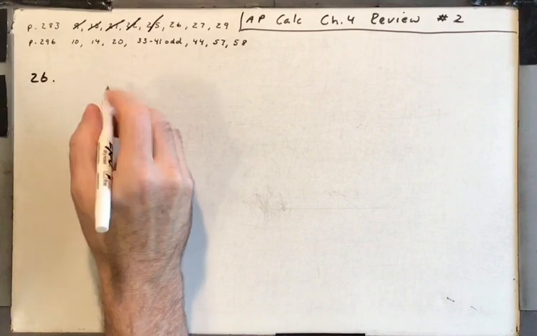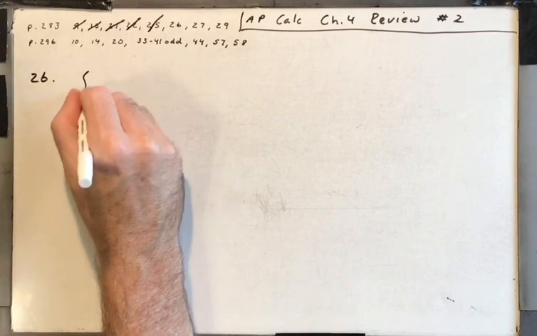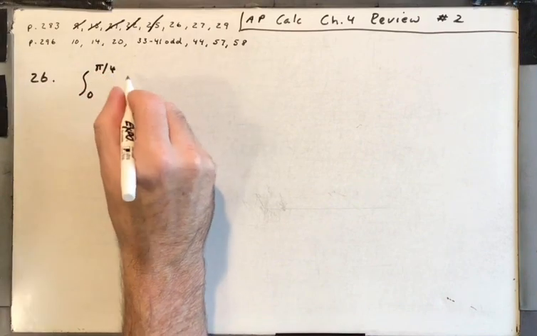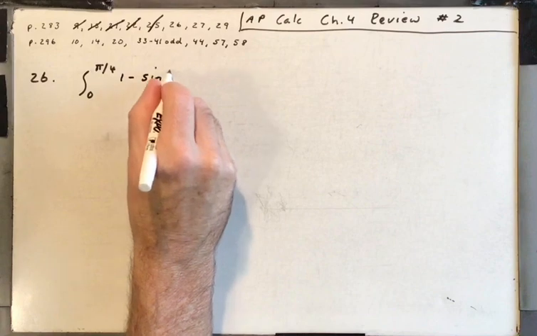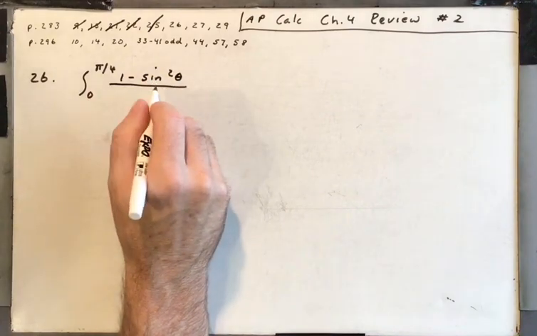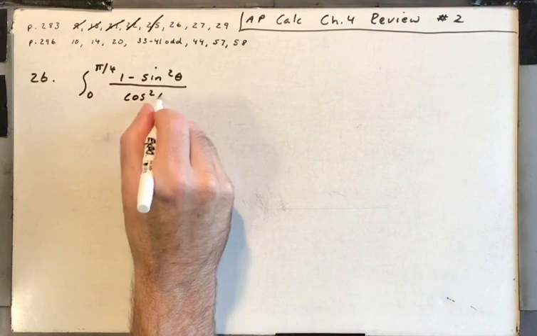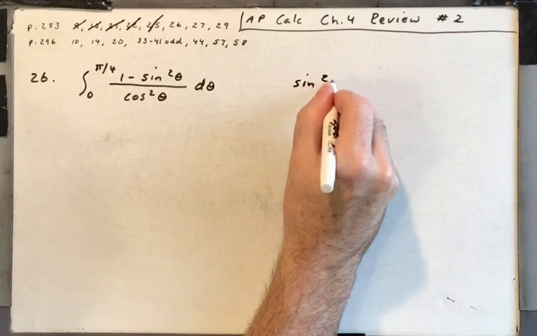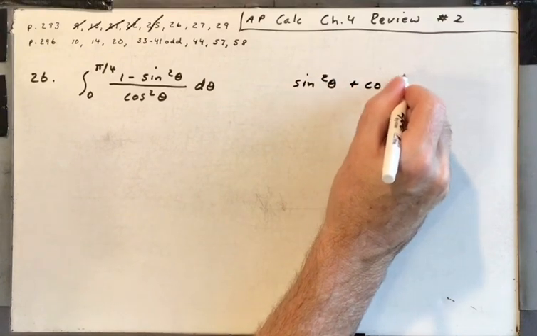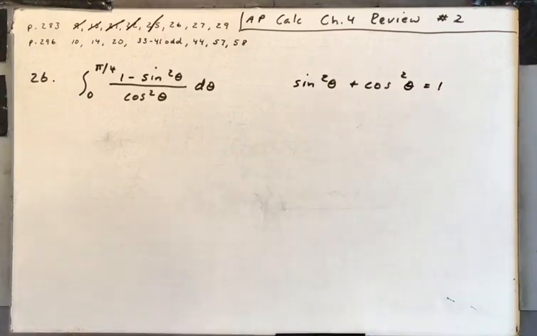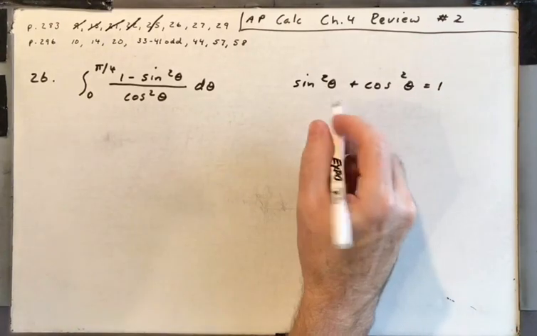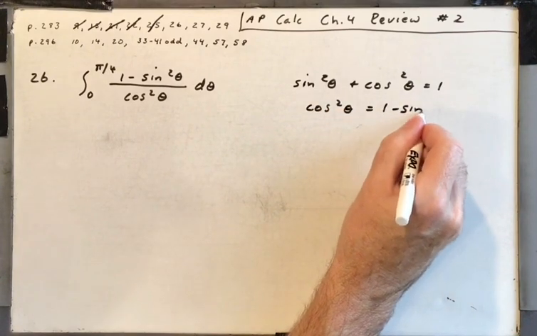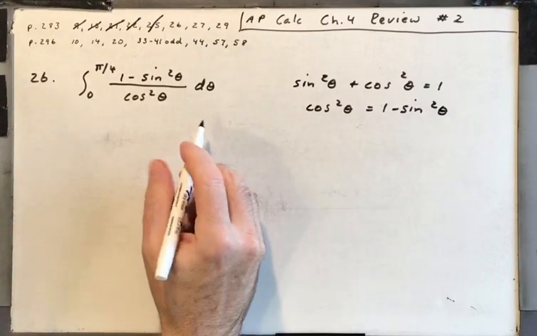26. All right. 0 to pi over 4 of 1 minus sine squared theta over cosine squared theta. Now this is one you might remember from pre-cal. Sine squared theta plus cosine squared theta is equal to 1. That one is worth remembering. So 1 minus sine squared theta is just cosine squared theta.